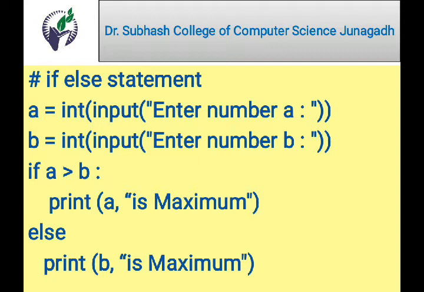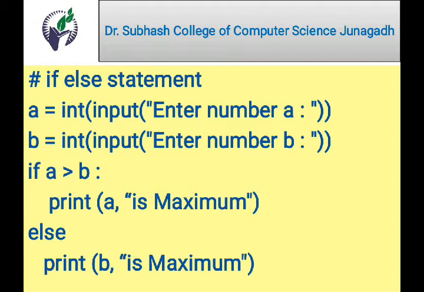Once we give the value 10, it will be in the form of a string. That 10, in string form, will be converted into an integer and stored into variable A. Again, for the next value, if we give 20, that 20 will be converted into an integer and stored into B. Now A is 10, B is 20.